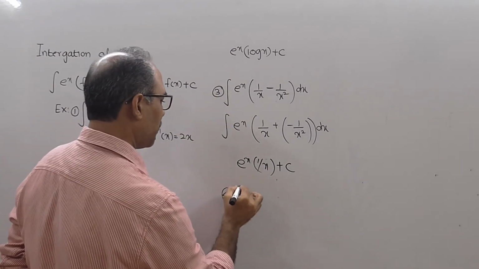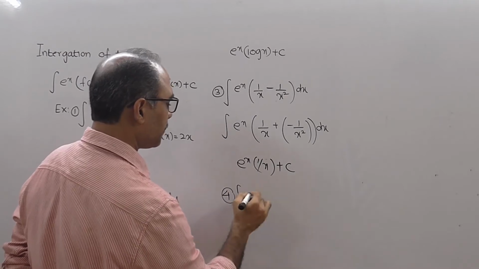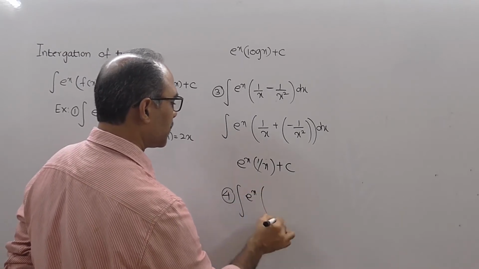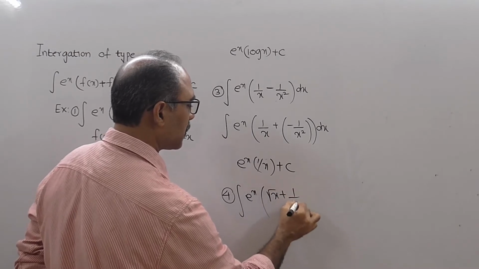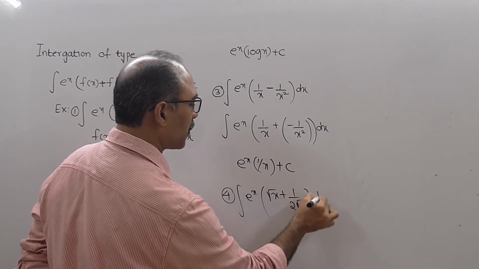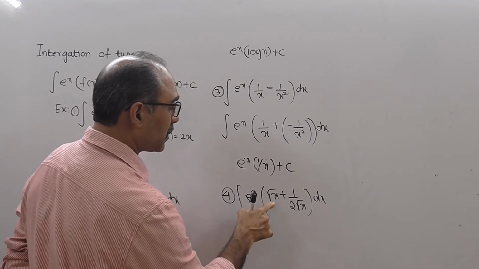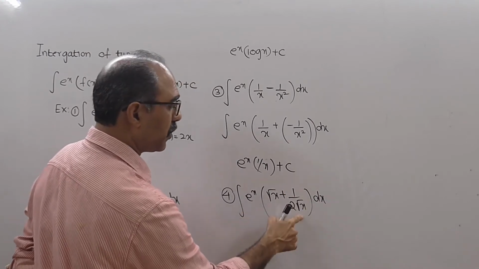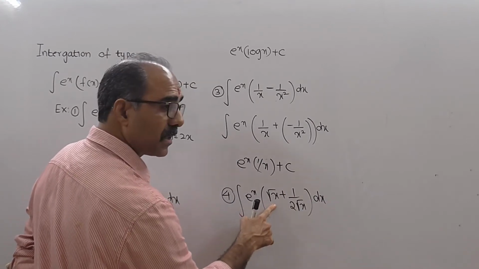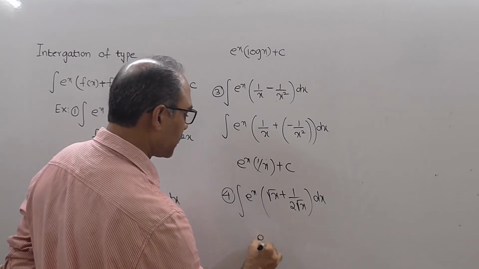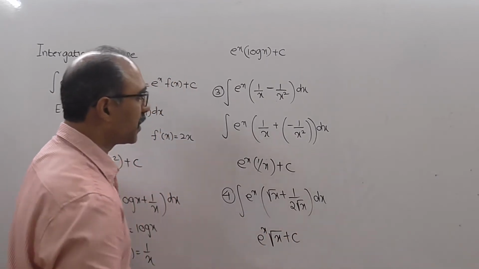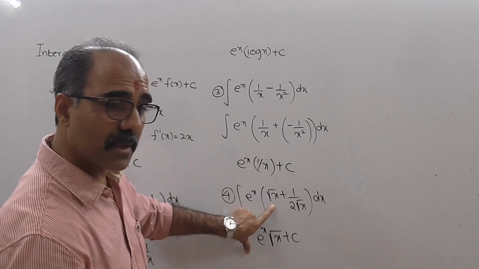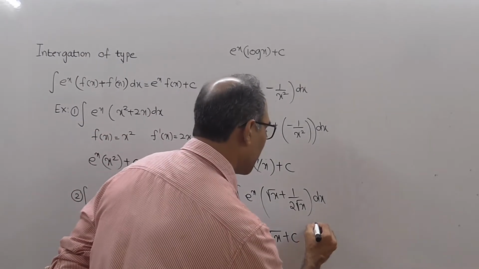Let's go for example number 4. Integration e raised to x [root x plus 1 upon 2 root of x]. So what is the derivative of root x? 1 upon 2 root of x. So this is e raised to x, this is f of x, this is f dash of x. The answer will be e raised to x root of x plus c, because my f of x will be root x and my f dash of x will be 1 upon 2 root of x.